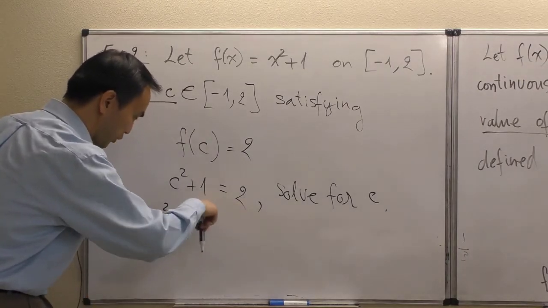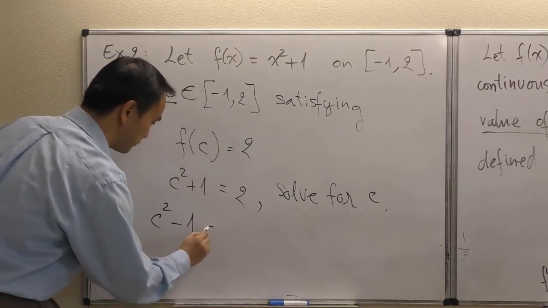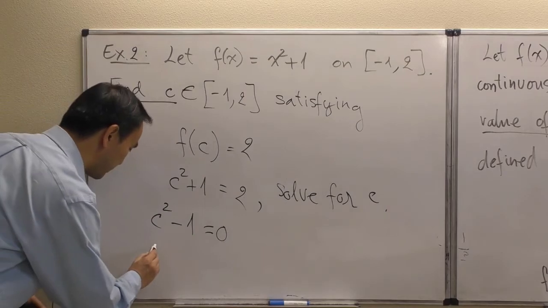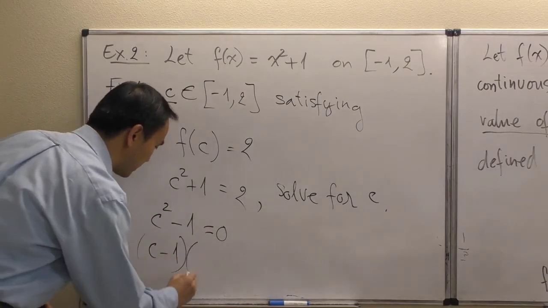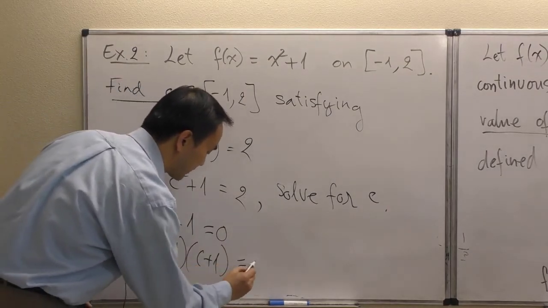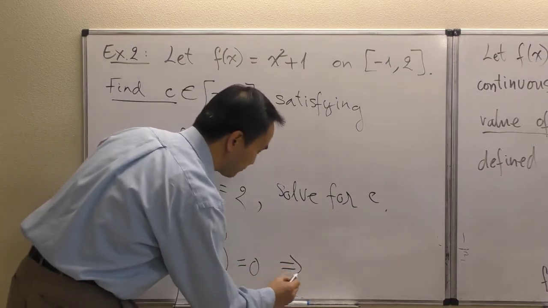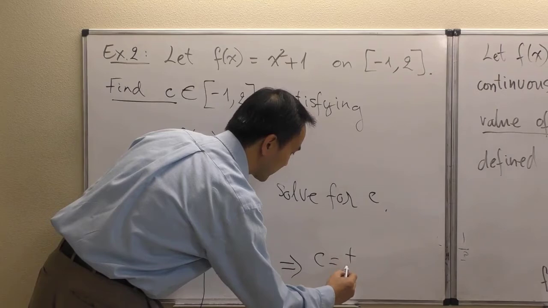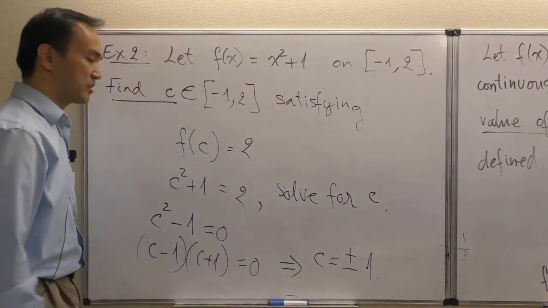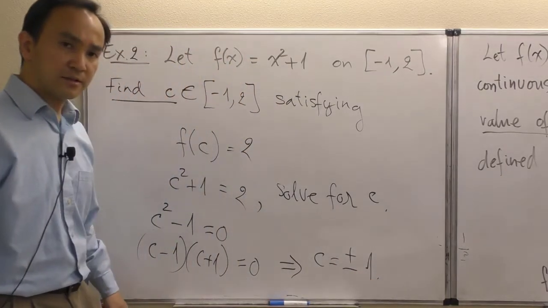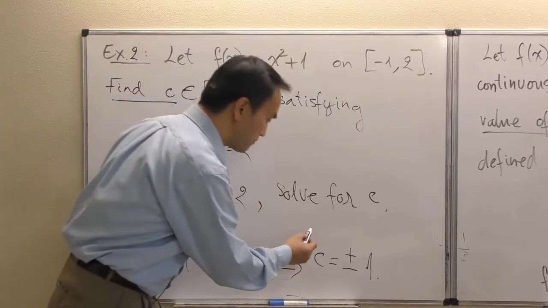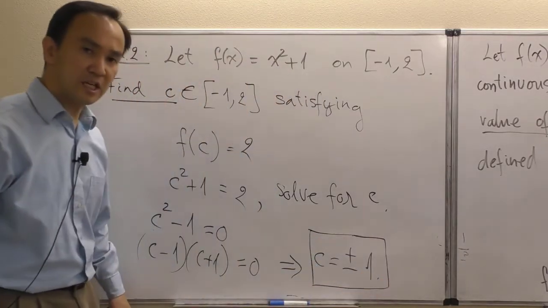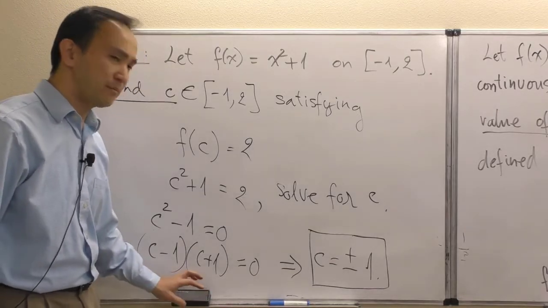I subtract that 2 over to the left hand side, so I write that as c squared minus 1. I use factoring methods right here, turning that into c minus 1 times c plus 1. Now I conclude that my solution has to be c equals plus and minus 1. So what's the meaning of this? C equals plus and minus 1 means we have found it.